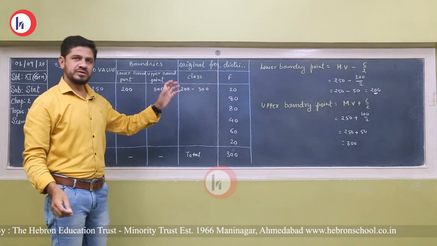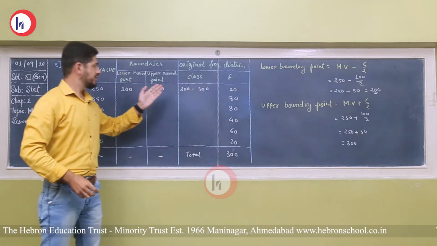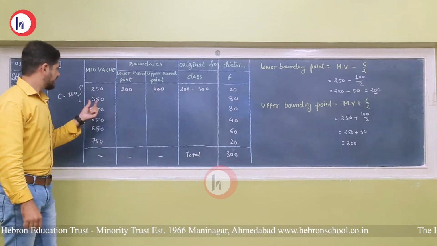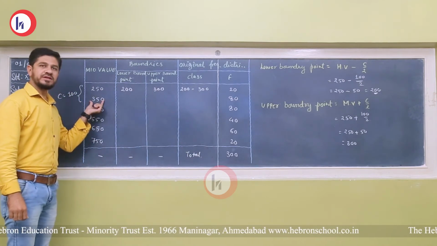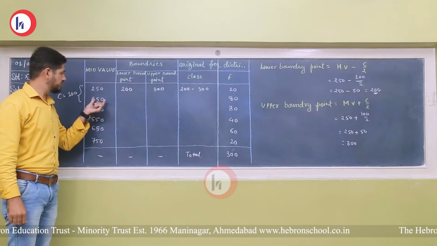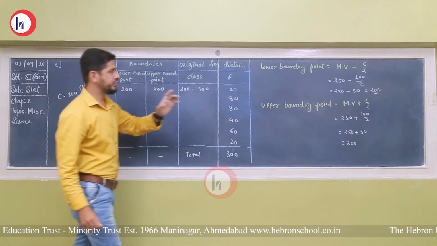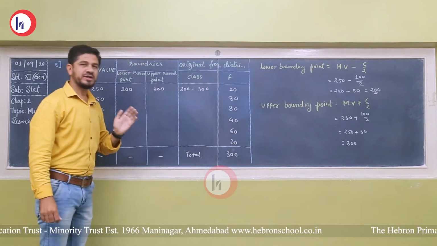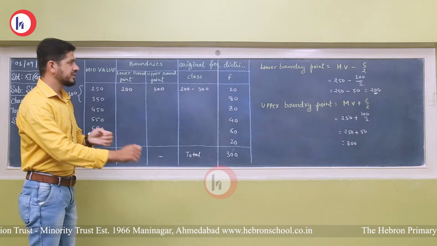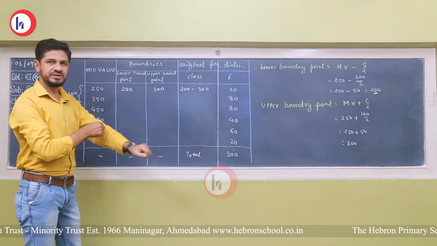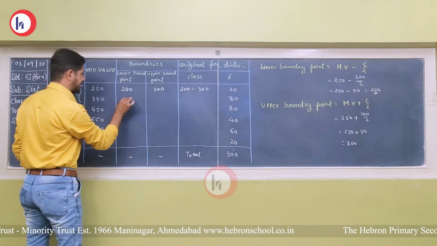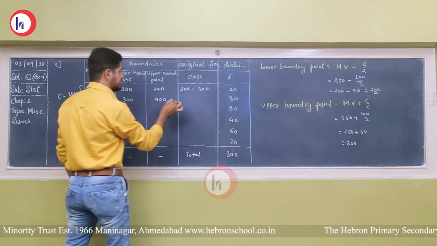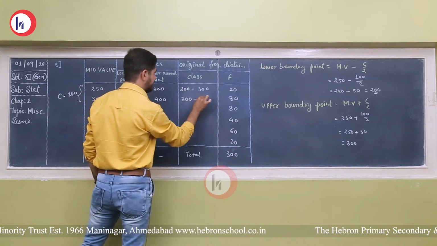With the help of the same formula, you can find the classes of different values. Next, 350 is the mid value, so you just need to replace 250 by 350. So 350 minus 100 upon 2, that will be 350 minus 50, which is 300. And the upper boundary point will be 400. So the second class will be 300 to 400.